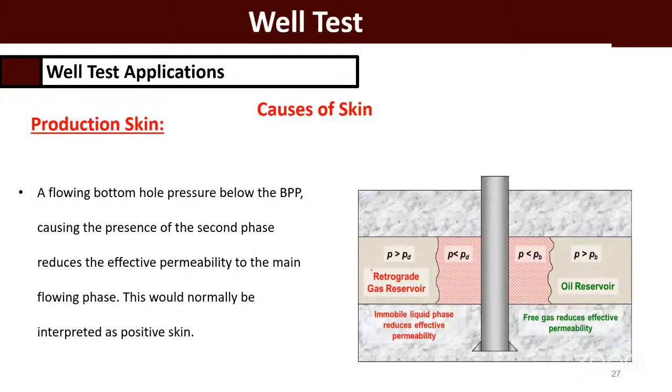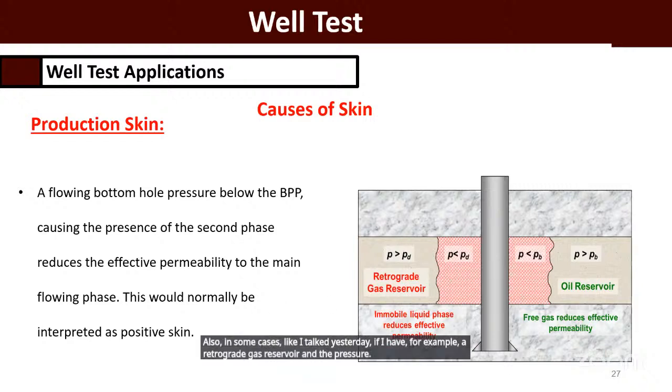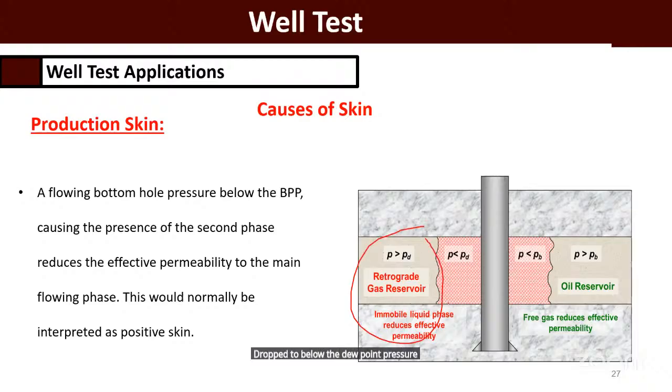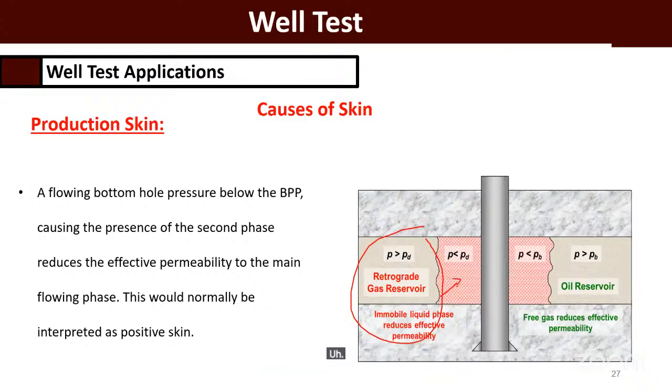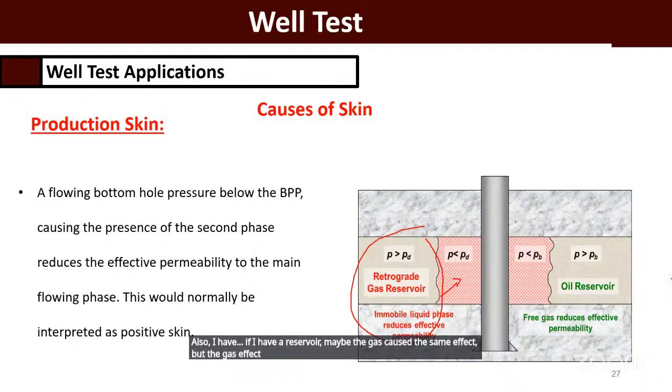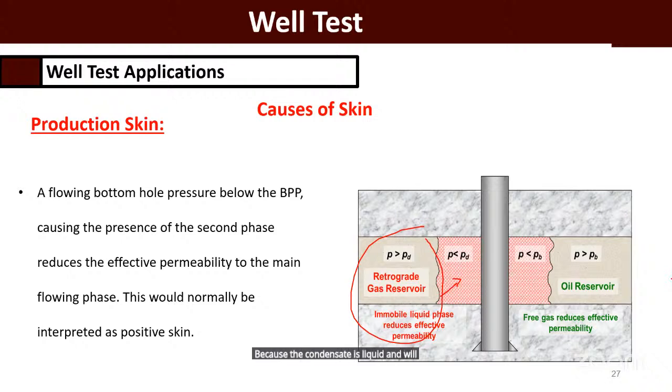Also, in some cases, like I talked about yesterday, if I have, for example, a retrograde gas reservoir and the pressure drops below the dew point pressure, we have a liquid phase, or condensate banking, forming around the wellbore that will minimize the flow of the gas into the wellbore. Also, in a gas reservoir, the gas may cause a similar effect, but the gas effect is not like the condensate banking effect, because the condensate is liquid and will affect the flow of the gas.